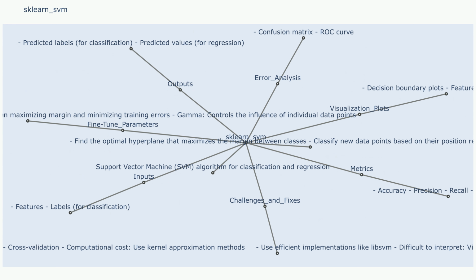Fixes to Challenge 2. Kernel approximation techniques. Approximating the kernel function can reduce the computational cost. Stochastic gradient descent (SGD). Using SGD-based optimization algorithms can be more efficient for training large datasets.